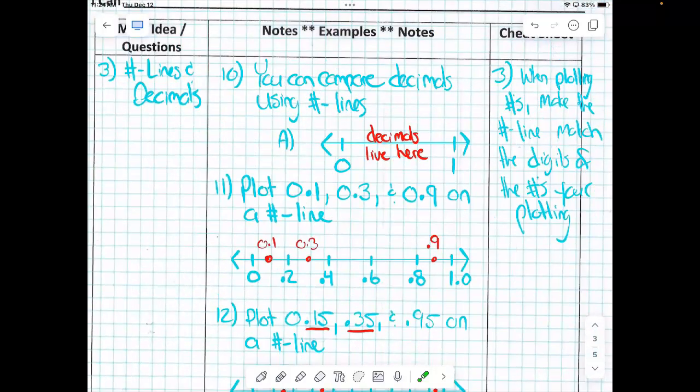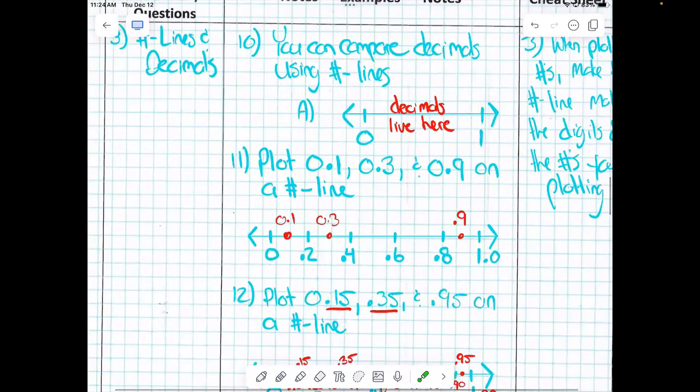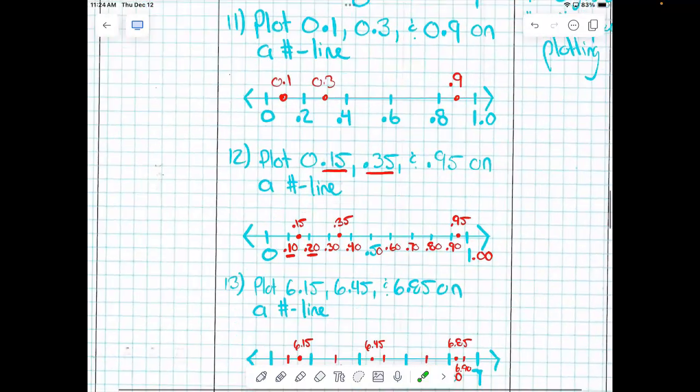Number 3. What is right there? What number is that? 5? If this is 4/10 and this is 6/10, what's in the middle? 5/10. Okay, so then we put these on the number line, we're good to go.